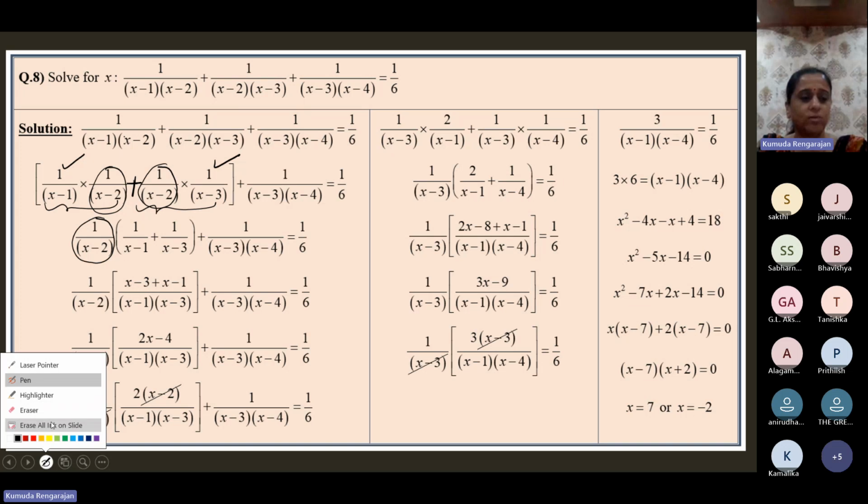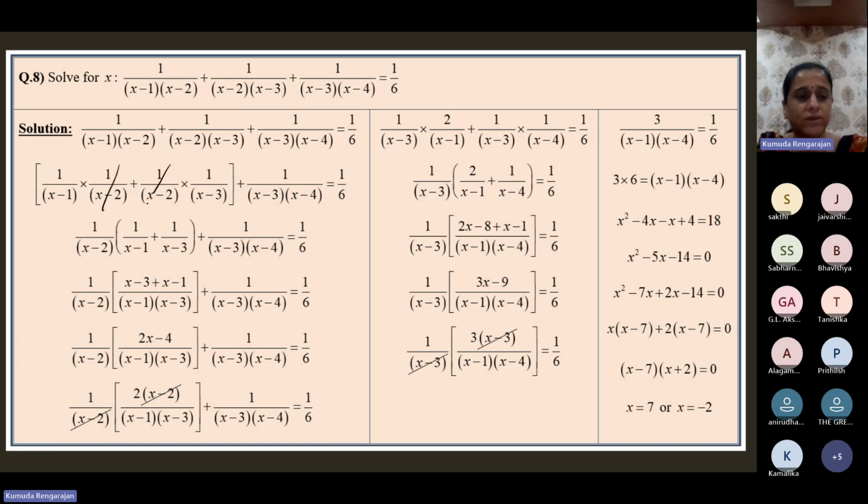If you take out this common factor, 1 by x minus 2, these two terms will be inside the bracket: 1 by x minus 1 plus 1 by x minus 3. This one is common, so don't write this. This will not count. So what will be in the bracket? 1 by x minus 1 plus 1 by x minus 3. Yes, this one as it is is equal to 1 by 6. We're just working with this one now. So the others will just come as they are.